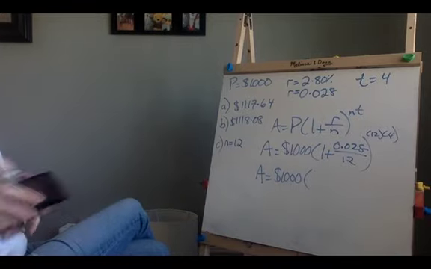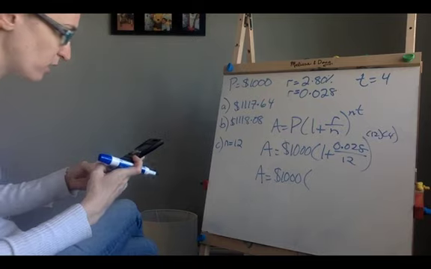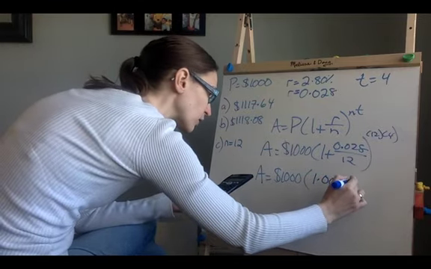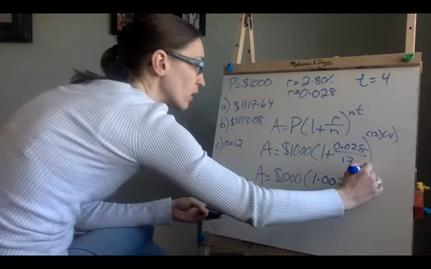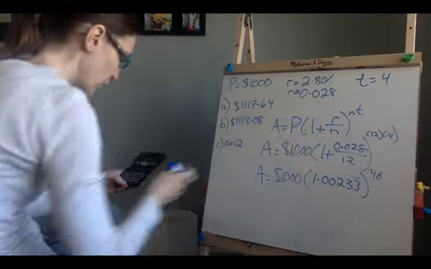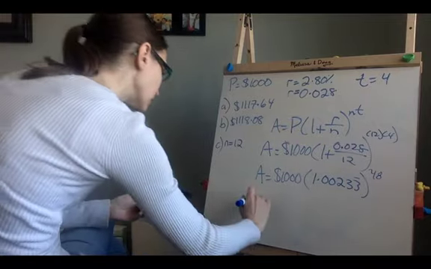So again, calculate that: 1 plus 0.028 divided by 12. So that's 1.00233 repeating to the power of 48, right? So you take that value to the power of 48 and then multiply it by 1,000.